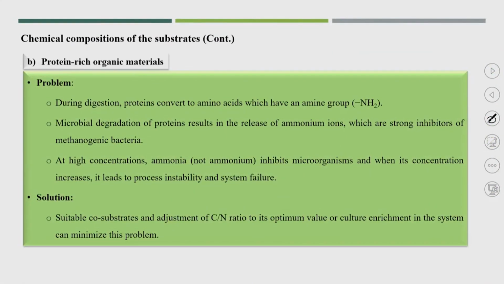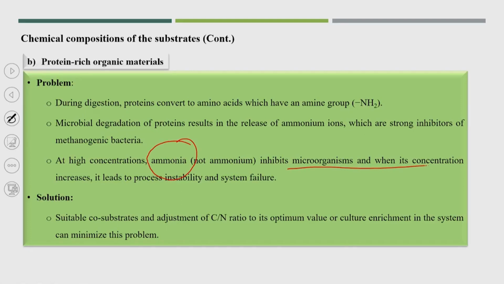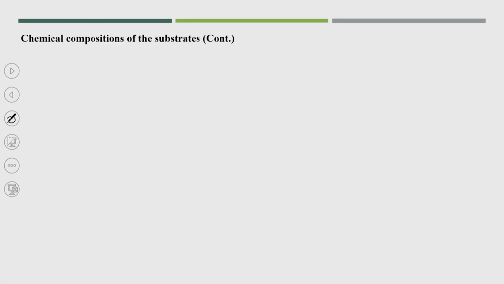Now, next is the protein rich organic material. What could be the problem? During digestion, protein converts to amino acids, which have an amino group and could possibly produce ammonia, which will inhibit the microbial degradation process. Okay, that will also be a major problem. So, what is the solution to that? A suitable co-substrate with adjustment of the carbon to nitrogen ratio; you should maintain the optimum ratio to minimize this kind of problem.